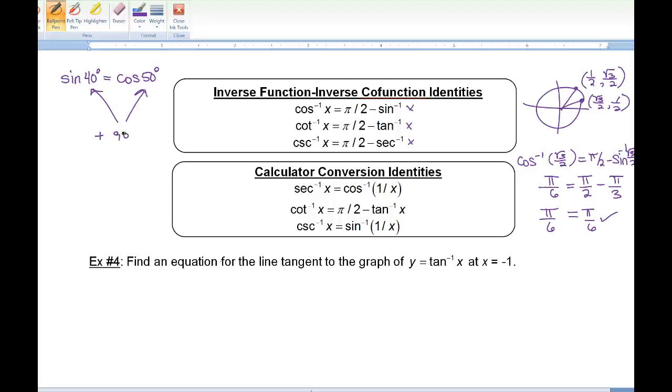So the same thing is going to be true for tangent and cotangent. The same thing is true for secant and cosecant. And that is why they're called cofunctions, because they have CO in front of them. Cosine is the cofunction to sine.